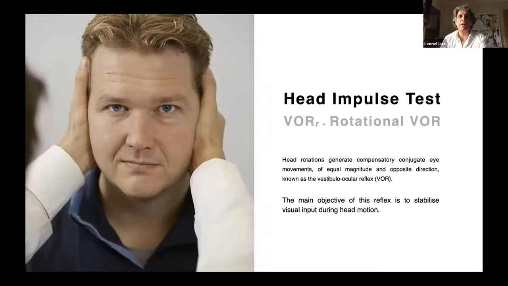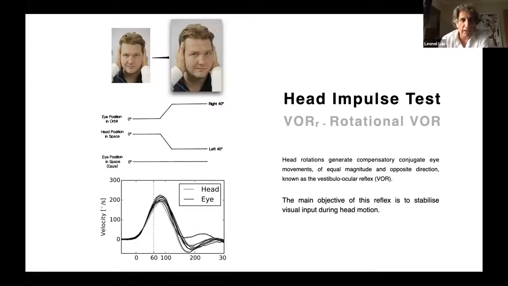We know that head rotations generate compensatory eye movements of exactly equal magnitude, but opposite direction. The main objective of this reflex is exactly to stabilize the visual input during head motion. And we do move the head quite frequently, even when performing saccades. We usually make eye and head movements together. So it's important to maintain the visual target in the fovea.